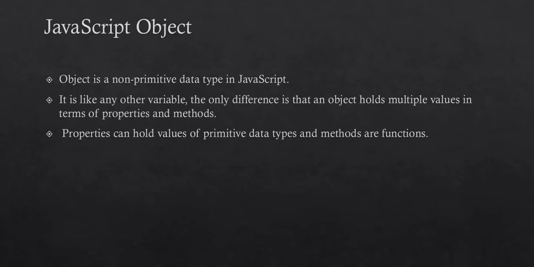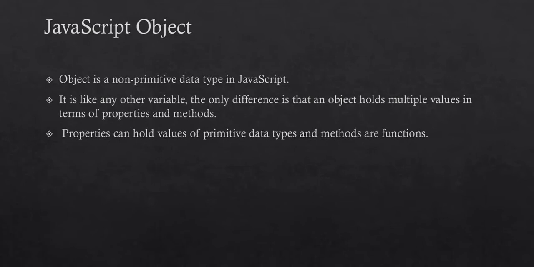In this video, we will discuss JavaScript objects. Objects are a non-primitive data type in JavaScript. It is like any other variable. The only difference is that an object holds multiple values in terms of properties and methods. Properties can hold values of primitive data types and methods return functions.